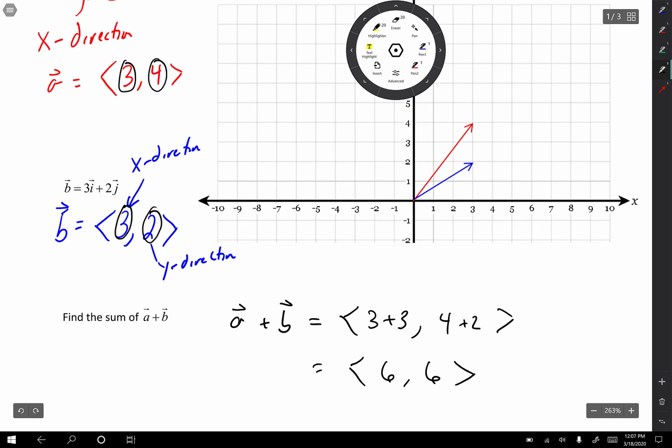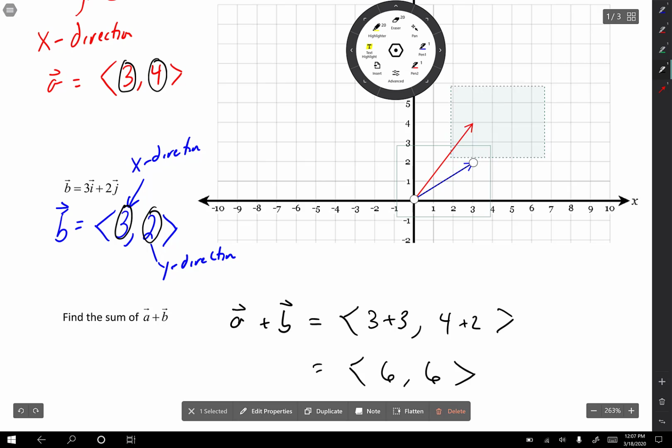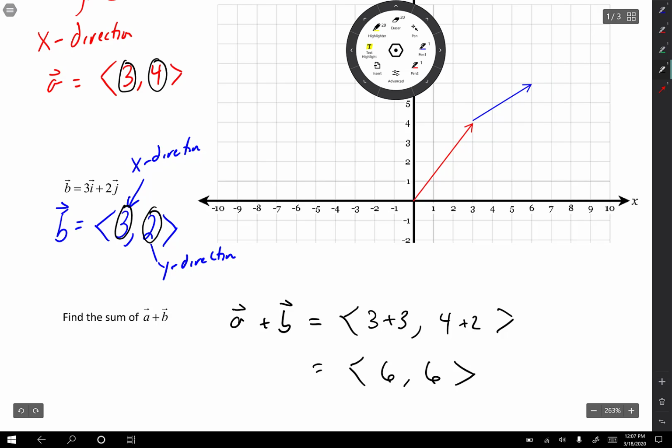And the way you add your vectors, so here's vector A in red, and then vector B in blue. When this one terminates, the arrowhead of vector A, I'm going to put this one right on top of it. It's not perfect yet. There we go. And there it is, guys.